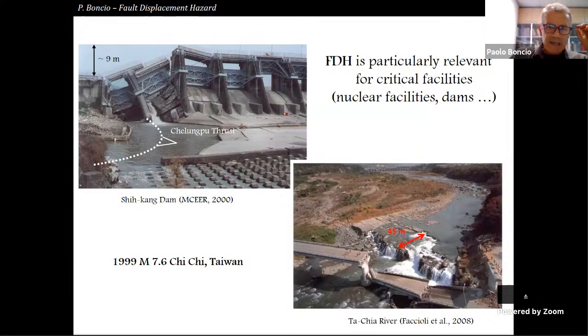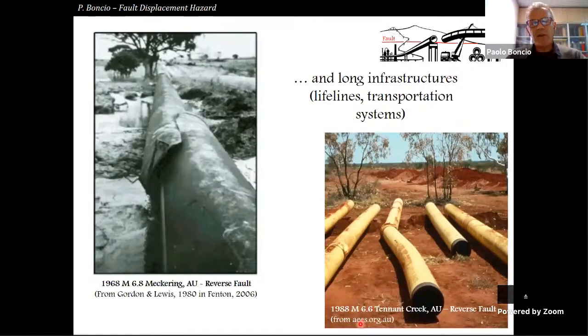Fault displacement hazard is particularly relevant for critical facilities, for example, nuclear facilities or dams. This is the Shikang Dam, displaced vertically about 9 meters by the Chelungpu Thrust during the 1999 Chichi earthquake. And it's also relevant for long infrastructures, also because often long infrastructures cannot avoid fault displacement hazard.